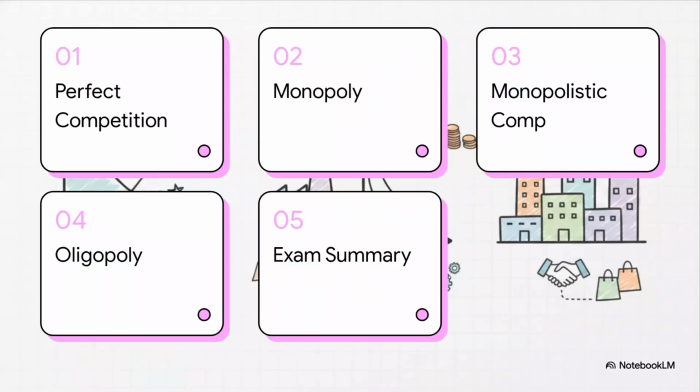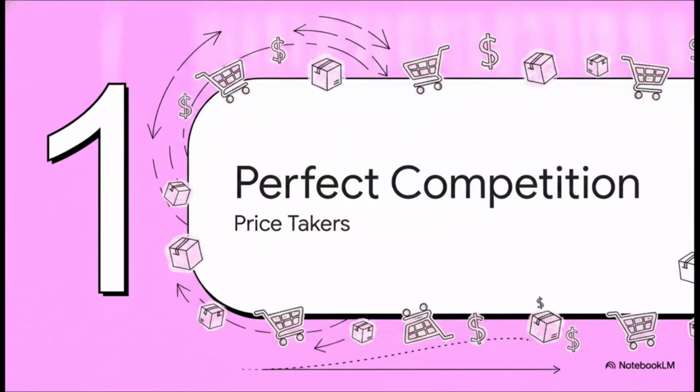Here's our game plan for today. We're going to cover: 1. Perfect competition, 2. Monopoly, 3. Monopolistic competition, 4. Oligopoly, and finally, 5. A final exam summary. Starting right off with Section 1, Perfect Competition, Price Takers.